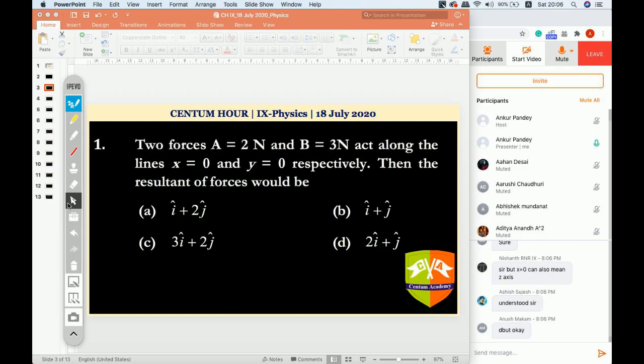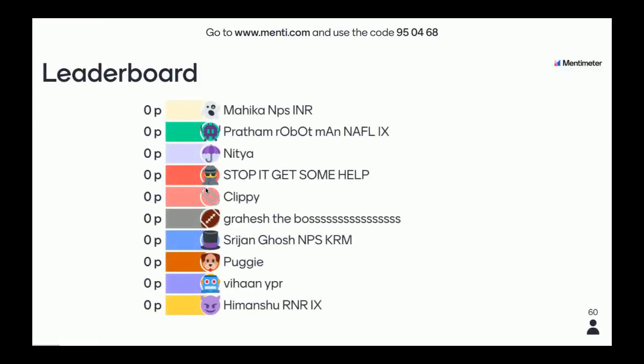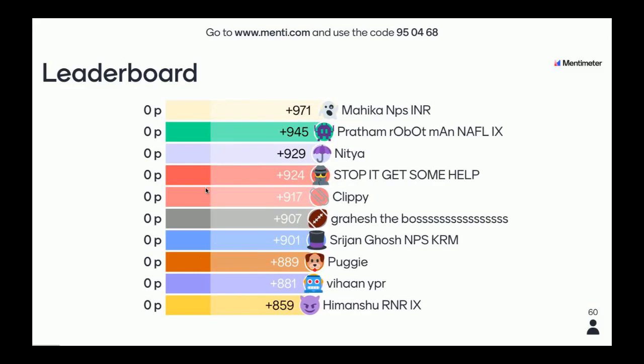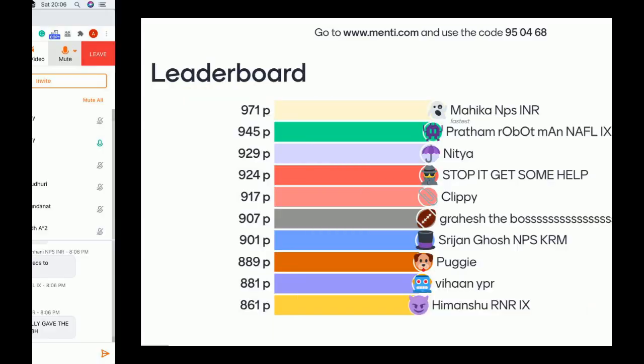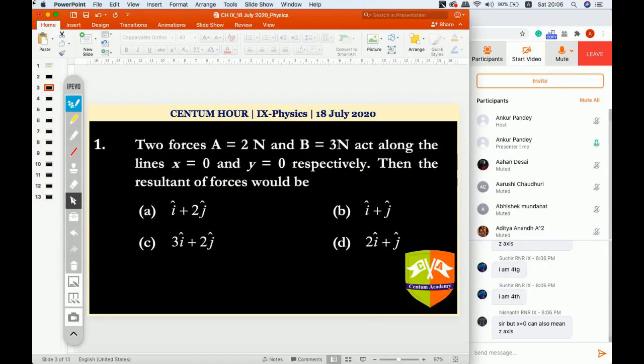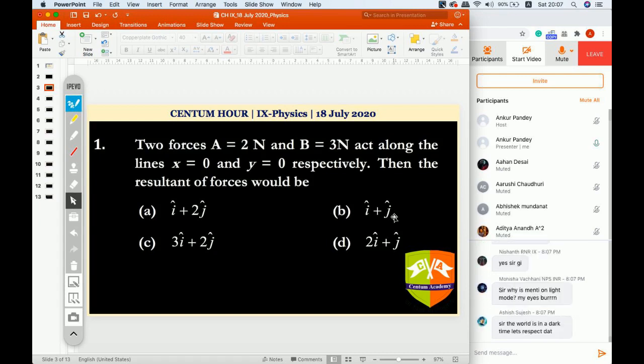Very good. Let's look at the leaderboard. 40 people getting it right. Here we go. Nishant has a doubt. Okay, Nishant, we'll come back to you post the leaderboard. Mahika was the fastest one to report. Good. Yes, Nishant. That's beautiful. But even if you consider that, the options are not supporting them, right? Got it, Nishant? Very good.